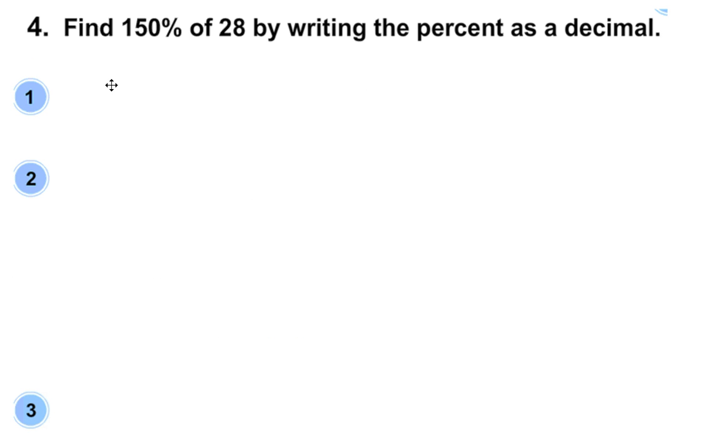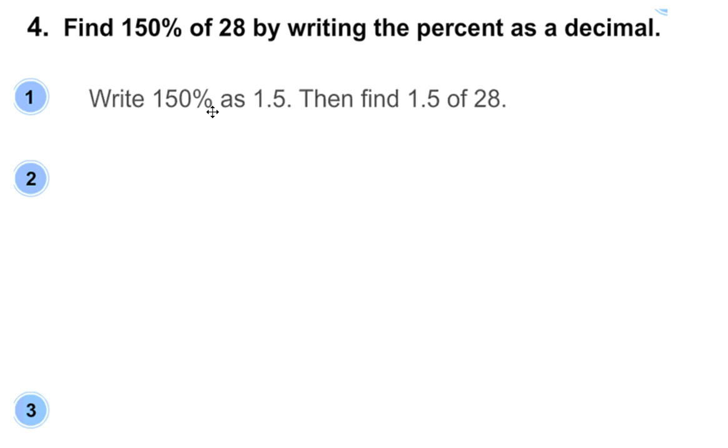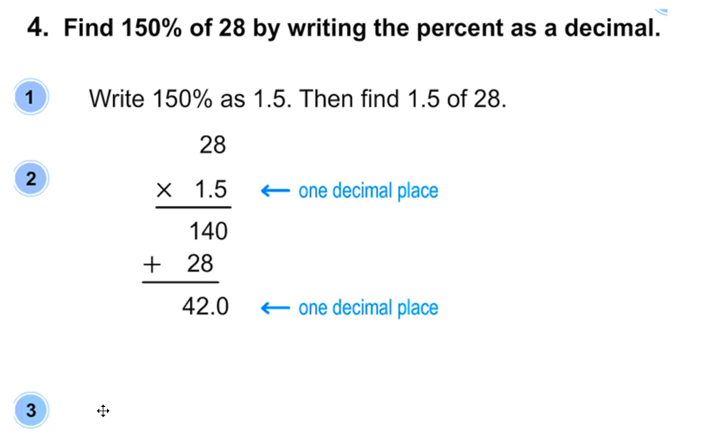Example number 4. Find 150% of 28 by writing the percent as a decimal. All right, so we have 150%, which is 150 over 100, and that's 1.5. So now we just have to find 1.5 times 28, and when we multiply that out, we get 42. So 150% of 28 is 42. Notice that when we're multiplying a percentage greater than 100 times a number, the answer ends up being greater than the original number.